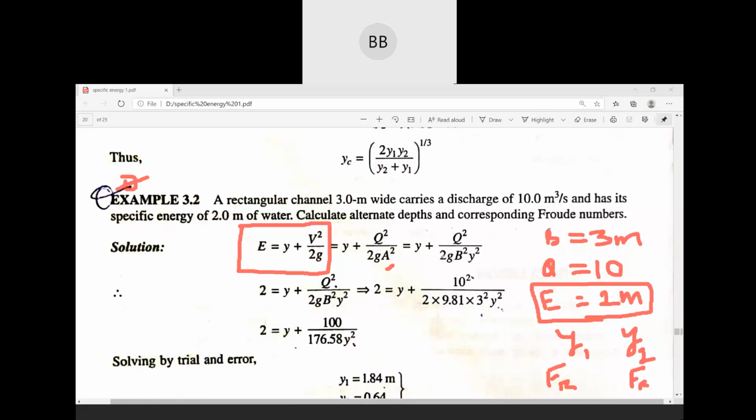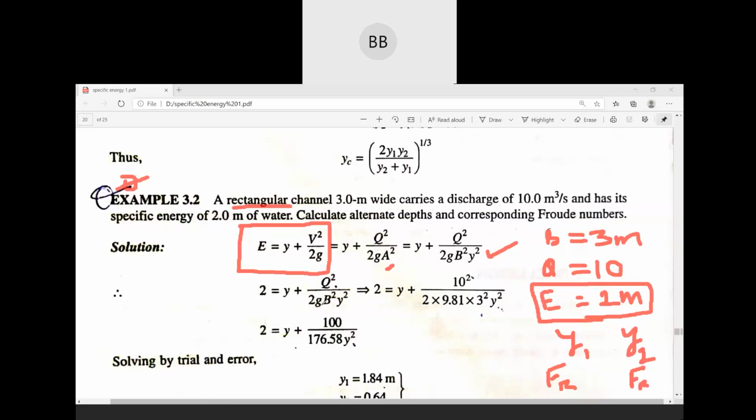Okay, then area again, as it is given as a rectangular channel, so we multiplied by y: width of the channel multiplied by depth of flow. Other terms will remain the same. Then here our energy is given as 2 meter, so we have substituted 2 meter in place of energy. The y value we need to calculate, plus q square. q is given as 10 meter cube per second, so you can substitute the value of q here, then divided by twice g.